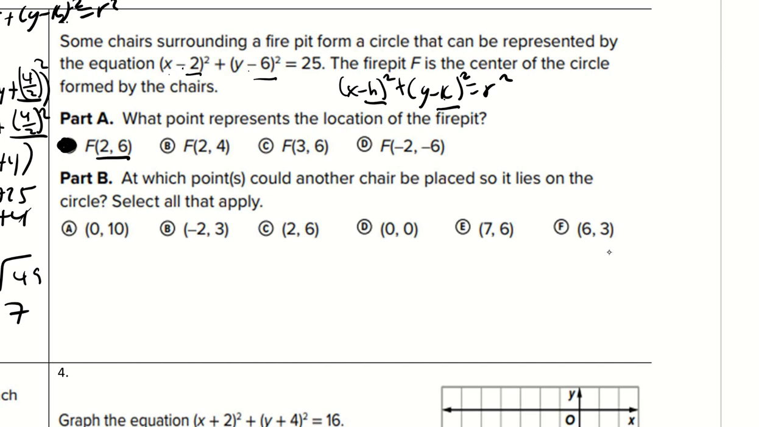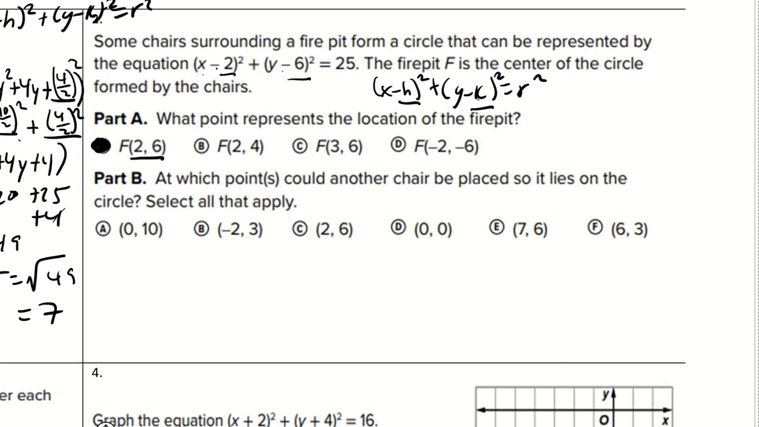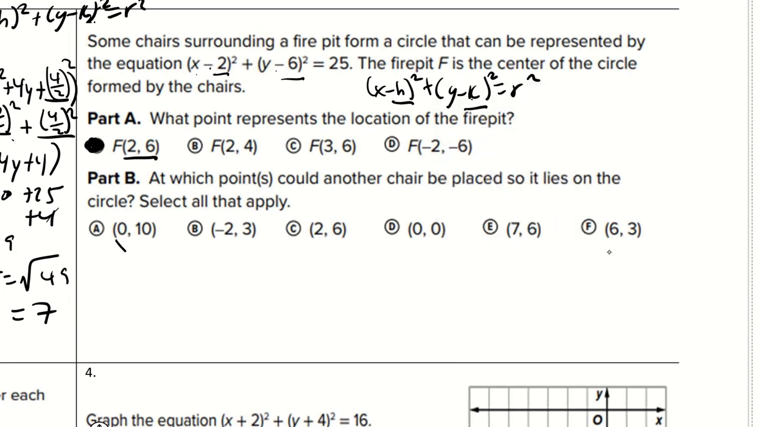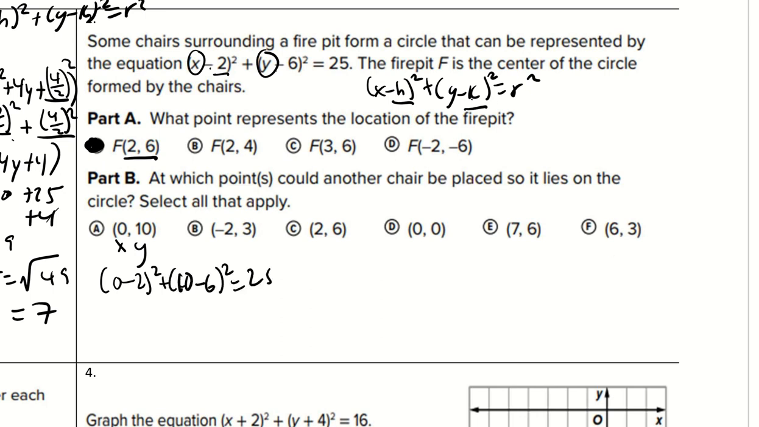At which point could another chair be placed so it lies on the circle? Select all that apply. So basically what we're going to do is these are all x and y values, and we're going to plug them into this equation to see if it equals 25, okay? So we got 0 minus 2 squared plus 10 minus 6 squared equals 25. So this is going to be 4 plus 16, which does not equal 25. So this is not an answer.